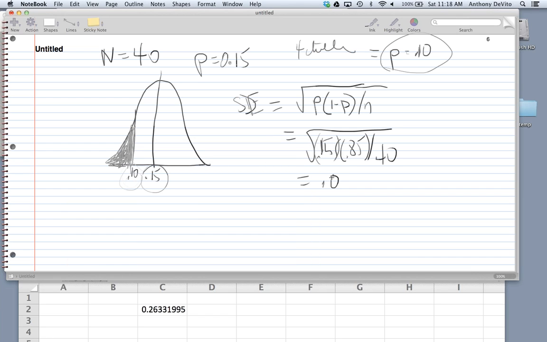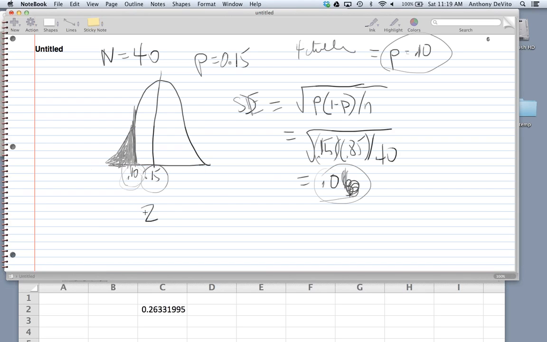Okay, I'll call it 0.06 for my purposes. Given that that's my standard error, what's the probability that I would get a result less than 0.10? Well, how many standard deviations below the mean am I if I have a result of 0.10?